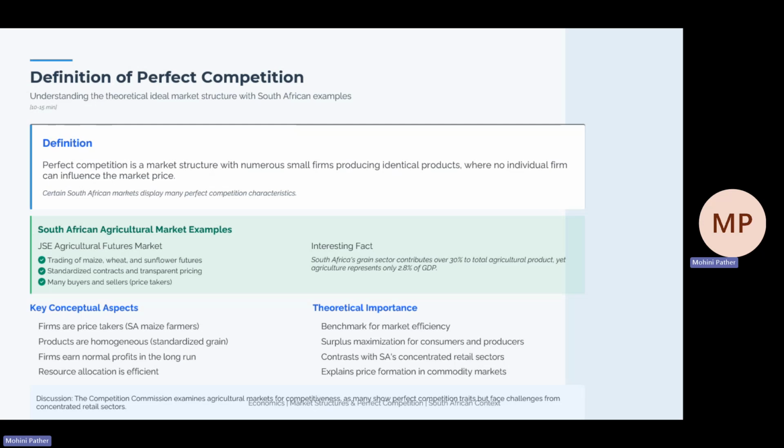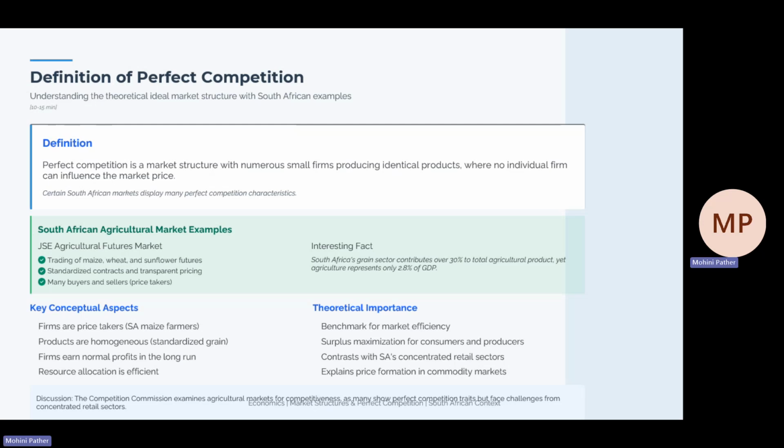So key conceptual aspects: price takers, everyone, including all of the farmers, and all of the products are homogeneous. There are standardized grains, standardized graded agricultural products. The firms earn normal profits in the long run. Okay, there are no excessive profits to be made in this sector. Resource allocation is extremely efficient. Why? Because there are so many competitors in this market. If you don't produce efficiently, you'll get priced out of the market.